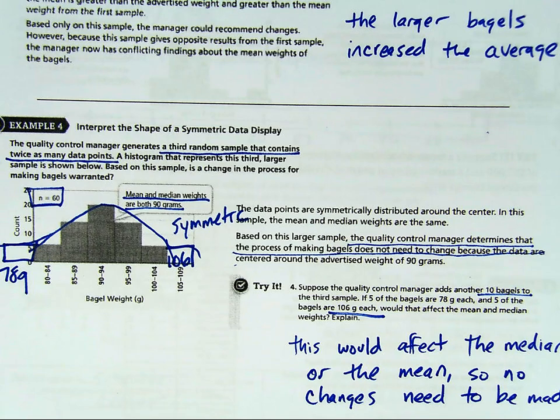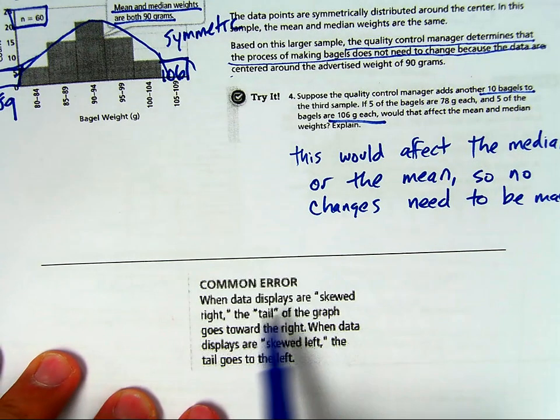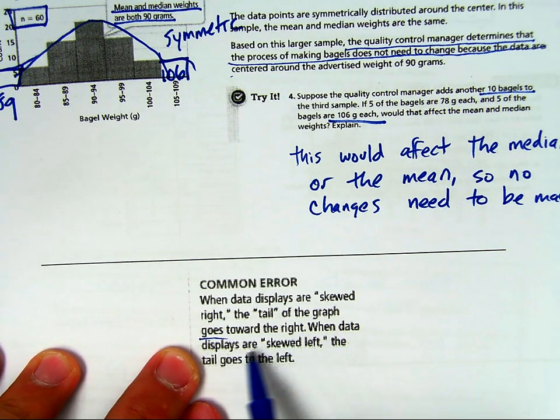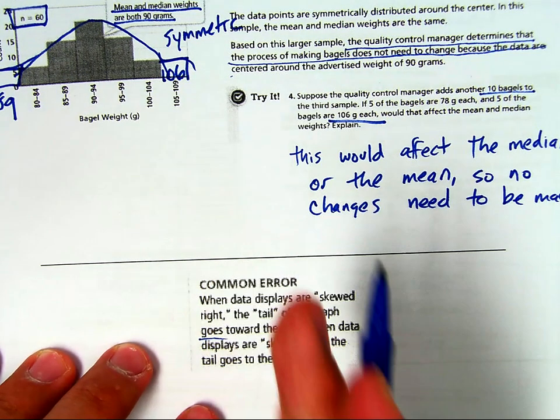All right. So just a little note down here. Okay, so when data displays are skewed right, the tail of the graph goes to the right. When data displays are skewed left, the tail goes to the left. Right, so it's whichever side the tail is on is where the skewing is.